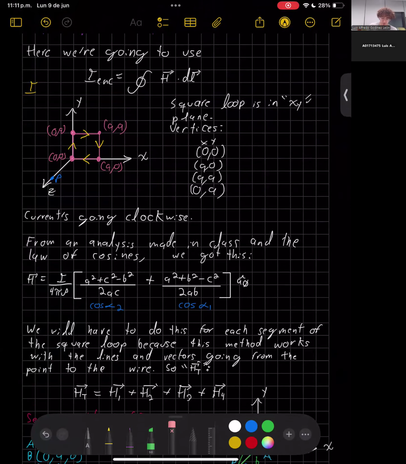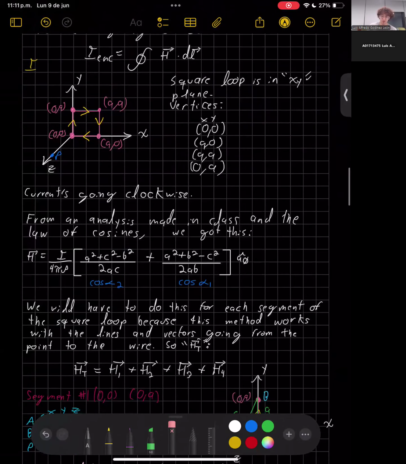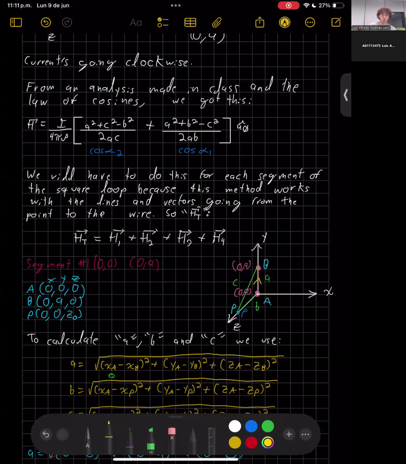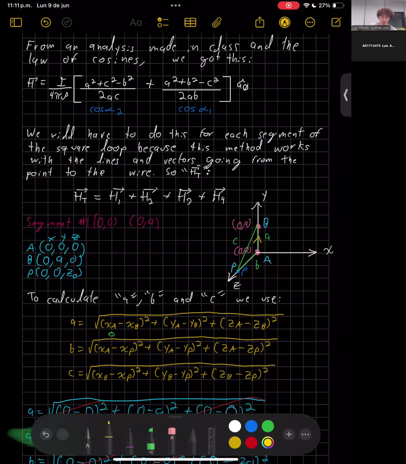We can see here that the current is going clockwise, and from the analysis made in class, from the law of cosines, we get this equation that we have over here. We will have to apply all this process to each one of the segments of the square loop to get the magnetic field from the observation point to each one of these segments, thinking of them as if they were just different wires, not a complete full shape.